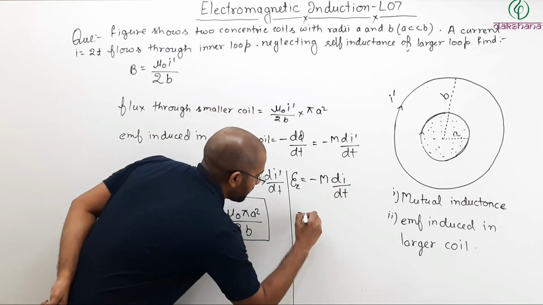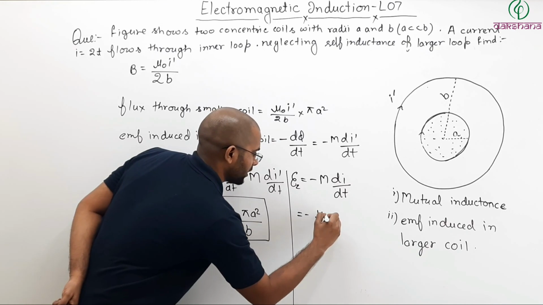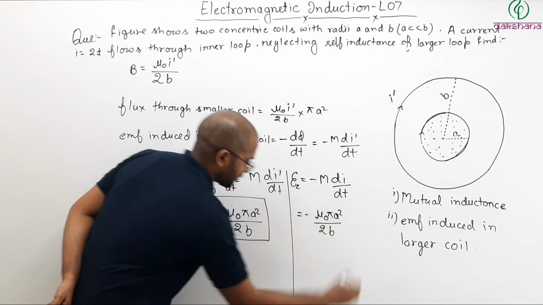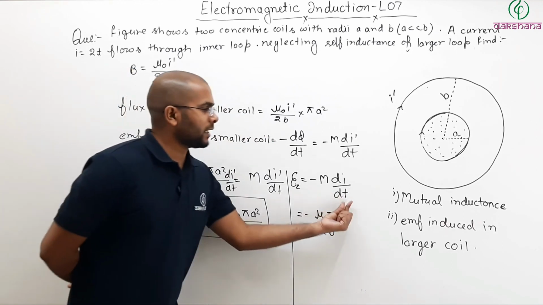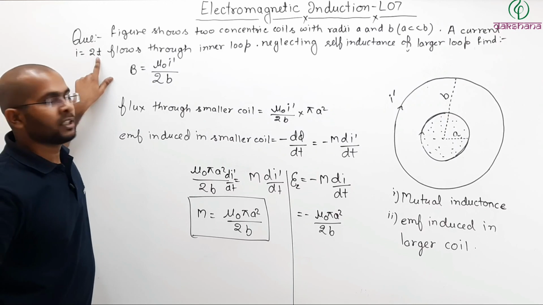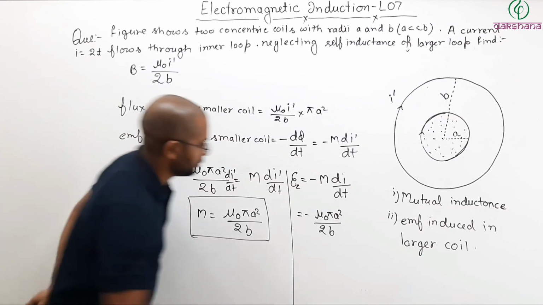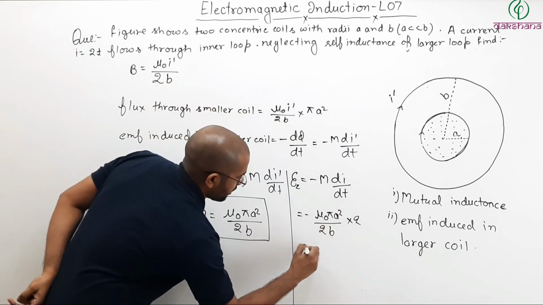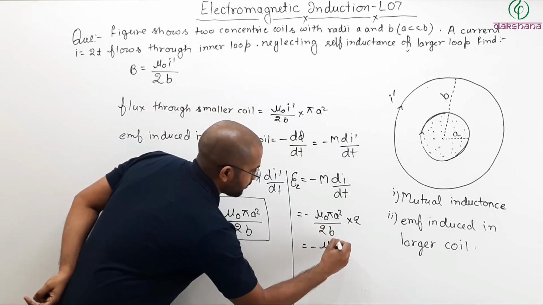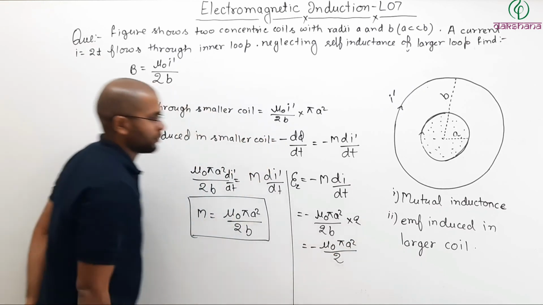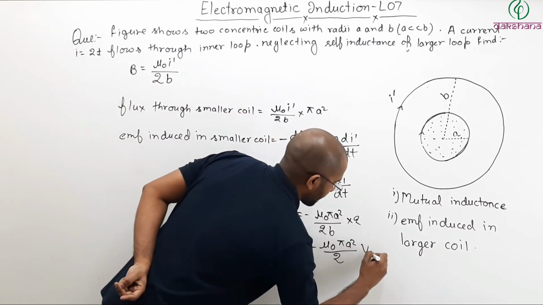So minus μ₀πa²/2B. And what is di/dt? Current through the smaller coil is given as 2t. So di/dt will be 2. So multiplied by 2, the 2 cancels. So EMF induced in the larger coil will be μ₀πa²/2 volts.